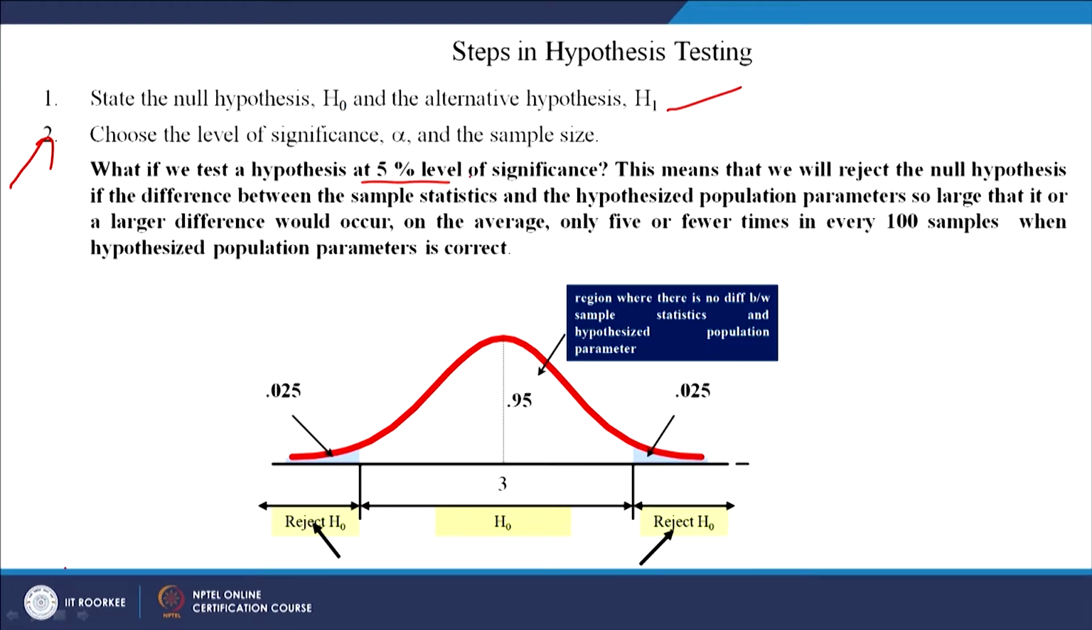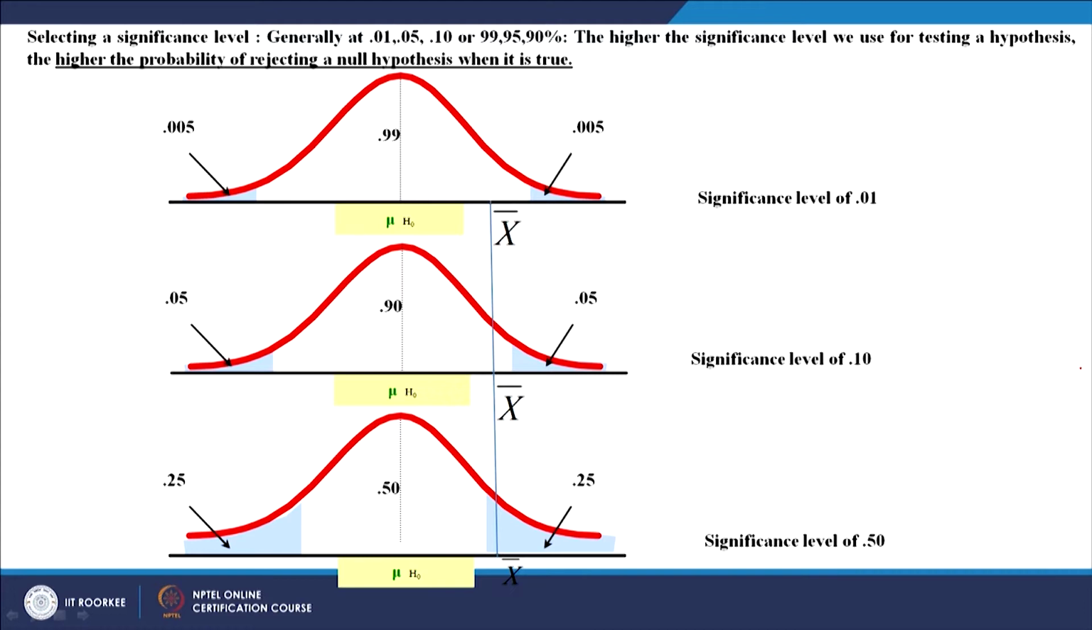So, if you want to test a hypothesis at 95% significance level, then in these two tails you will have 2.5% areas, right, and the remaining is 95. Or if you want this to be 90%, then this would be 5 and this would be 5, right. So, generally it is suggested that you should test any hypothesis at 99, 95 or 90% significance level.